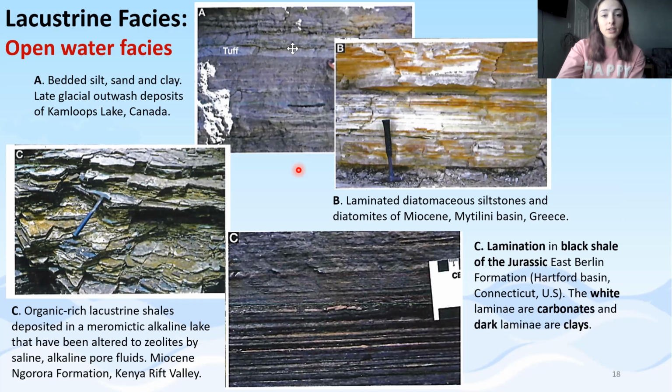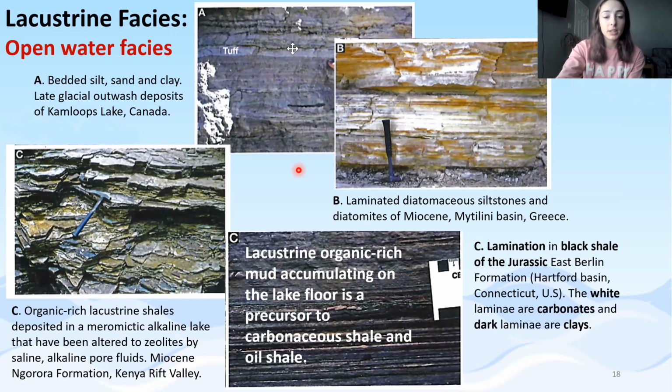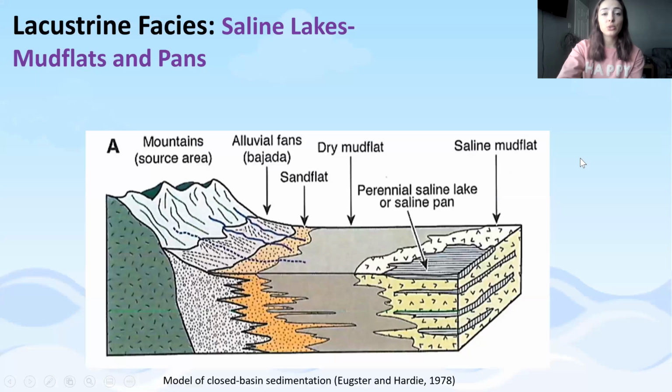This is typical, a lot of rhythmic lake laminae, but in this example particularly, it shows an accumulation of organic rich mud, and this in particular is a precursor for carbonaceous shale and oil shale, and these can be precursors for fossil fuels. Now getting into saline lakes, mudflats, and pans.